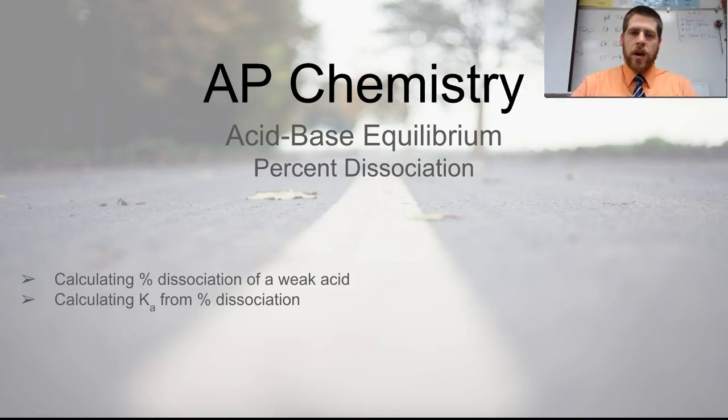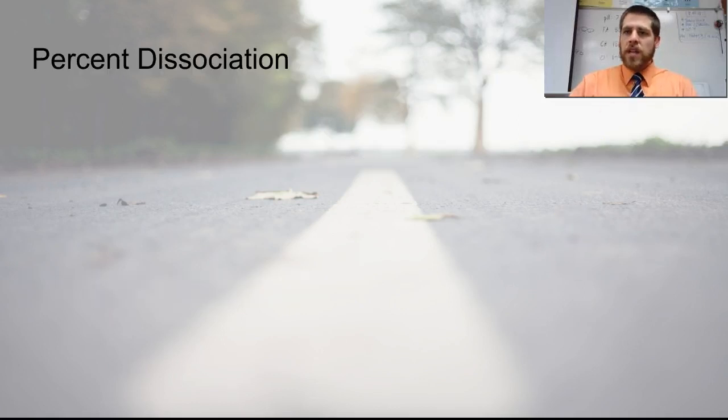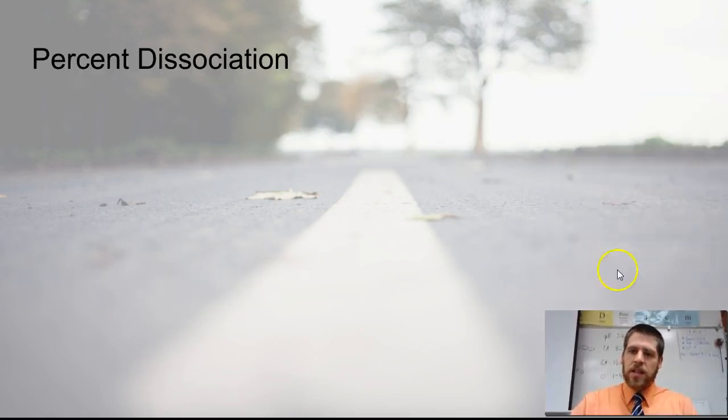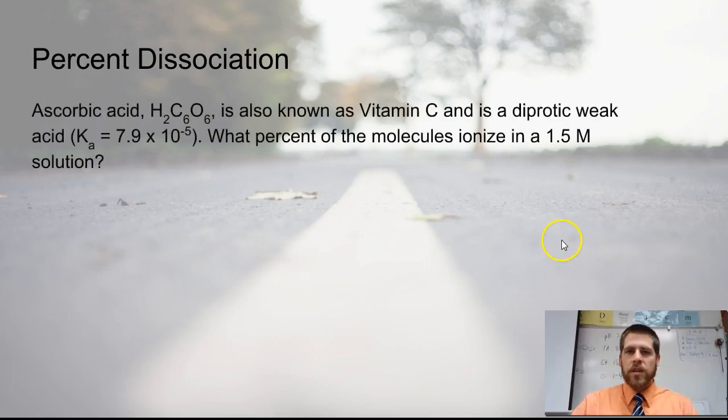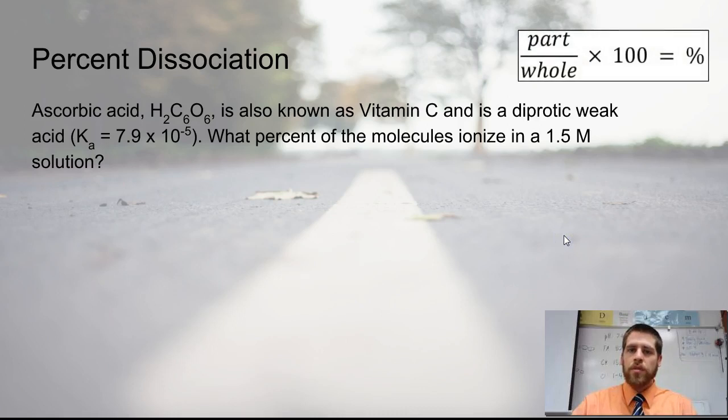Another thing that we need to talk about regarding weak acids is the percent dissociation, which, as the name suggests, is just the percentage of it that is ionizing into its ions. I'm just going to go through some examples here because I think that's going to be the best way to go over this stuff. There's not really any notes to take per se because you've done percentages before.